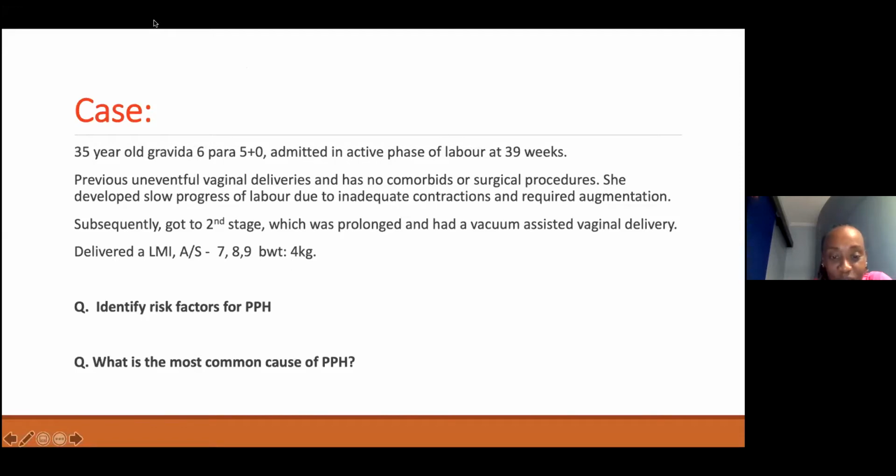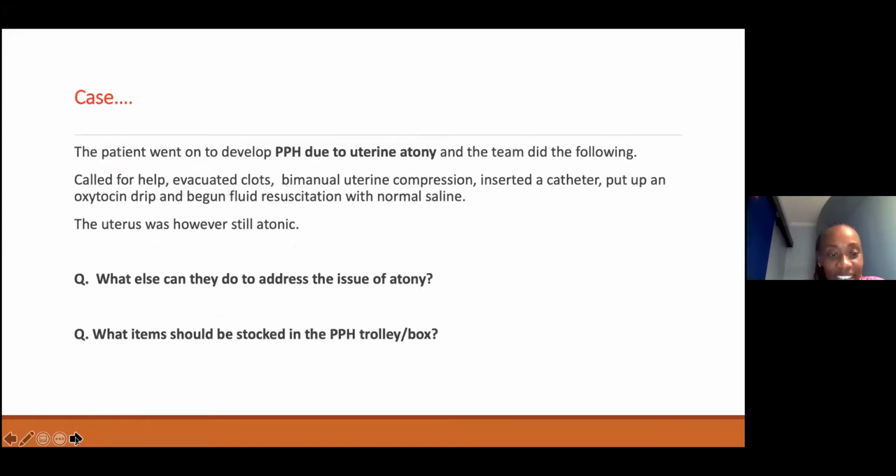This one, I think everyone should be able to type in like in 2 seconds. What's the most common cause of postpartum hemorrhage? Go for it. Okay. Yes, yes. Awesome. Good, good stuff. I think guys know that one. Atony, excellent. All right, good. So the patient went on to develop PPH, yes, due to atony, and the team did the following.